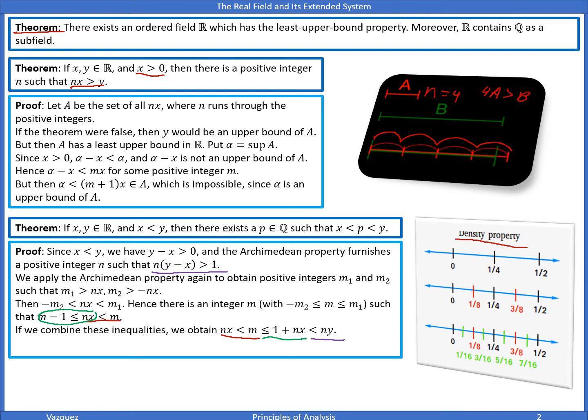So what does this tell us? Well, we can divide everything by n, since n is greater than 0, which guarantees that the rational m over n is between x and y. So we just set p equal to this rational number, and we have that rational number between x and y.